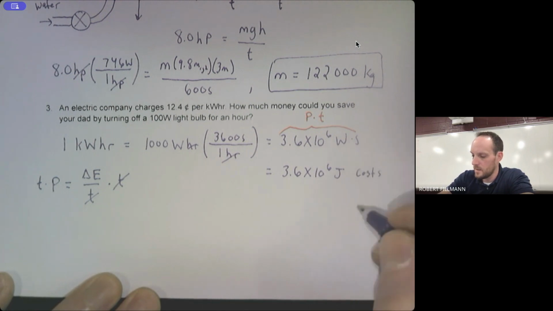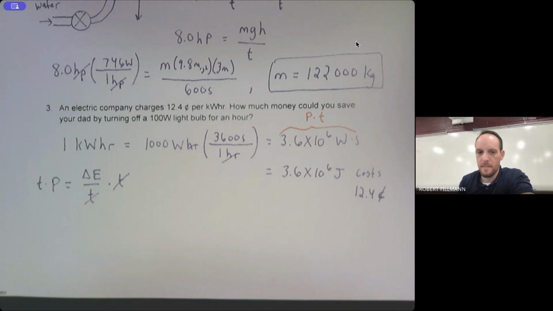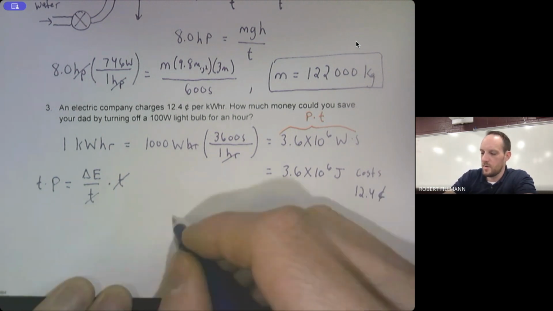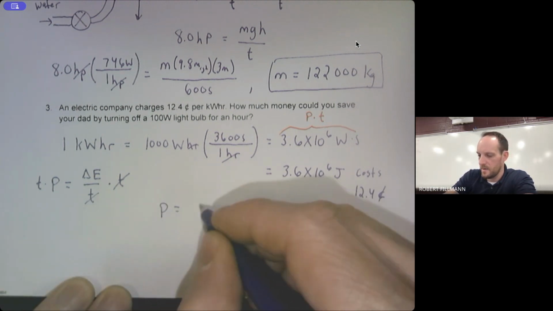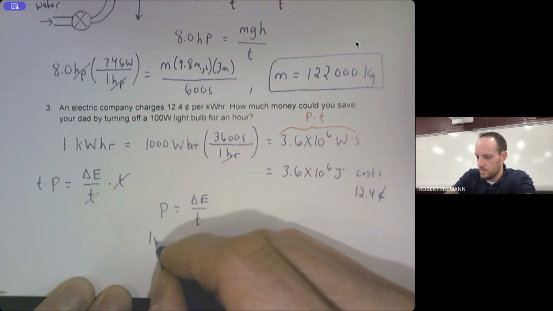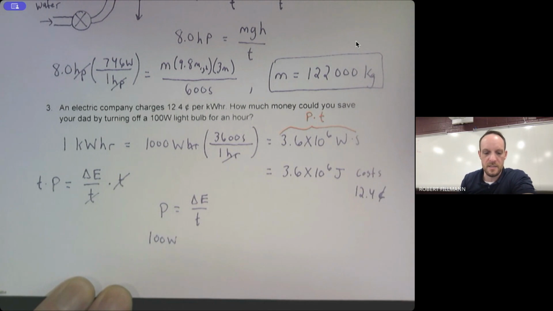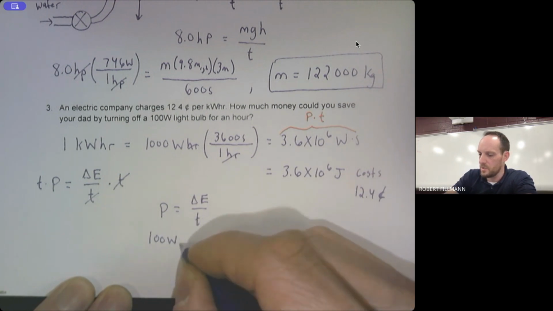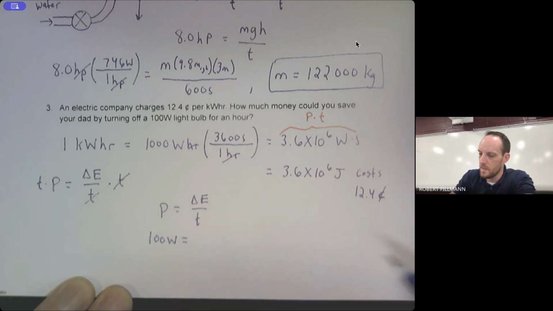Costs 12.4 cents for every 3.6 million joules of energy. Okay, great. So I should be able to figure out, if I know how many joules of energy I'm using, I should be able to figure out how much money it's costing me. So let's go to our power equation. Power is energy per time. And we're told that our light bulb is 100 watts. So that's the power. It's consuming 100 joules of energy per second.